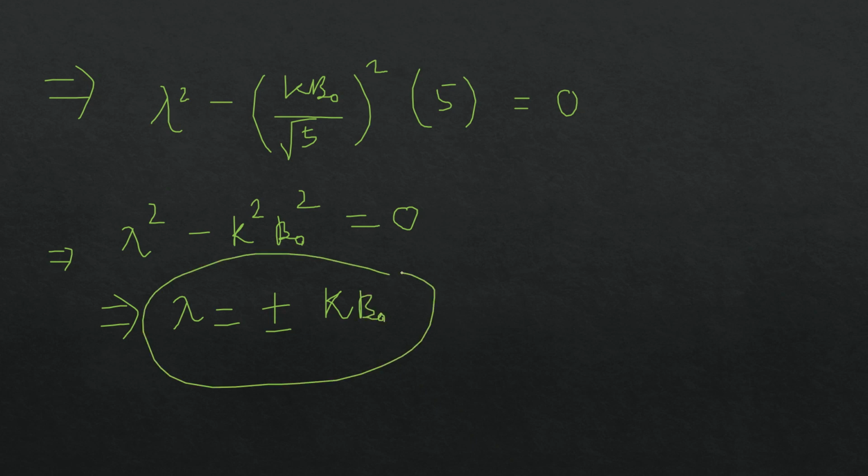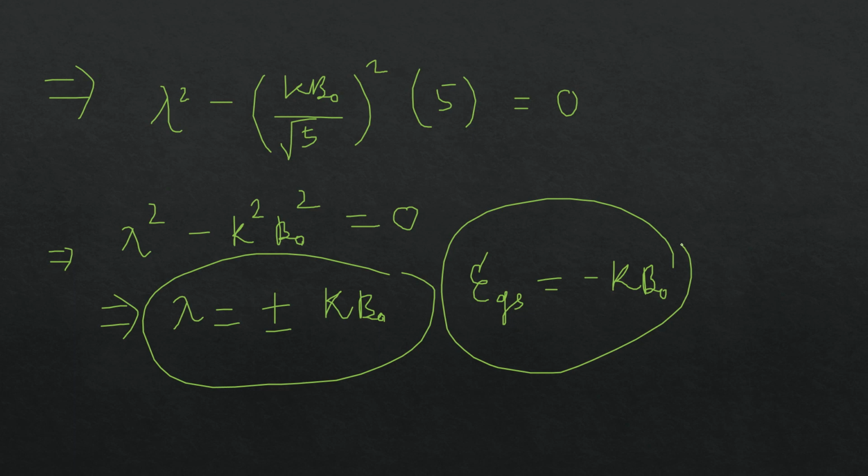Lambda is equal to plus or minus k b naught. So the ground state energy, what is it? E ground state is minus k b naught. All right, this is your ground state. Okay, so this is your question, and this is the answer for this question.